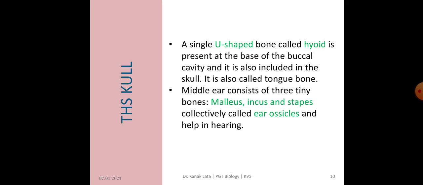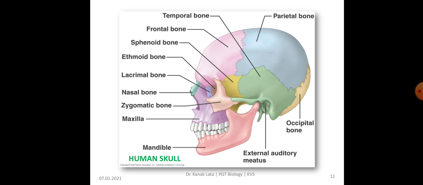There is a single U-shaped bone called the hyoid bone, which is present at the base of the buccal cavity, and it is also included in the skull. Hyoid bone is also called the tongue bone. The middle ear consists of 3 small bones called malleus, incus, and stapes, which are collectively called ear ossicles, and these bones help in hearing. Here is the figure of a skull showing different bones. You may observe here.